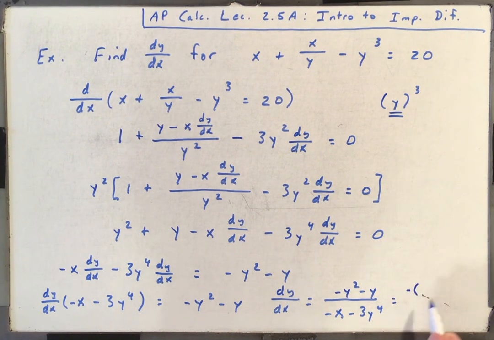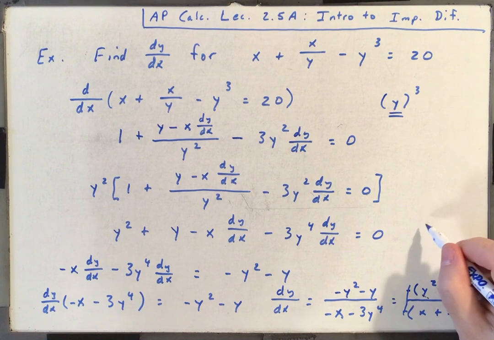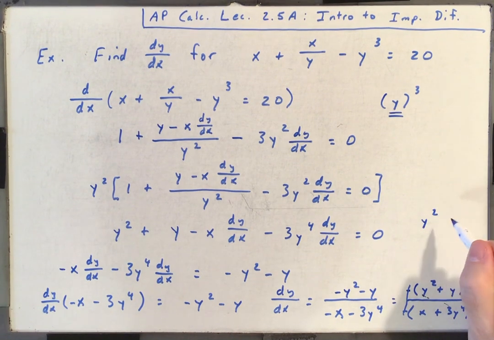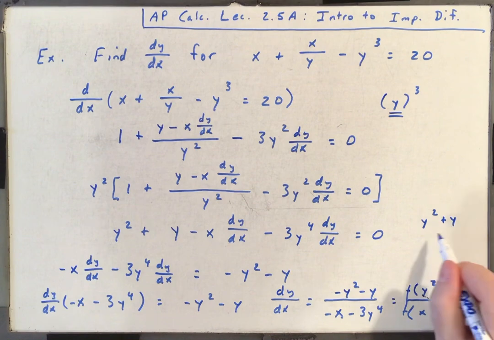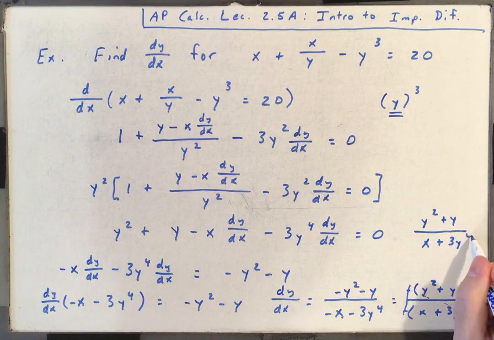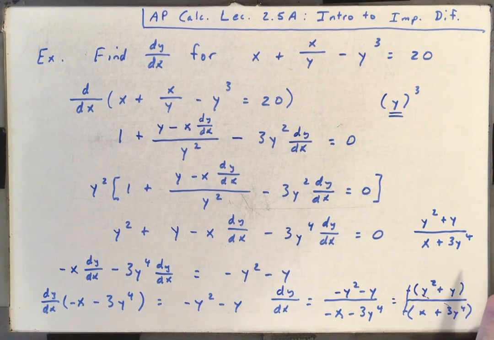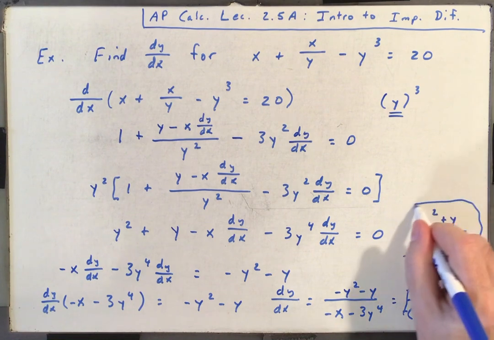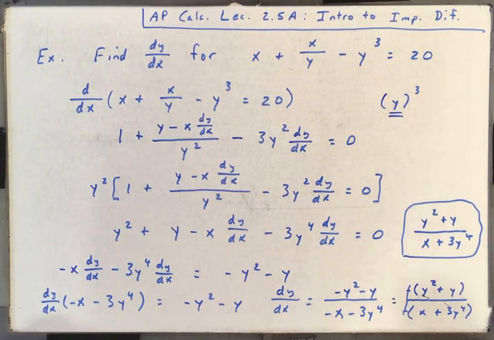They would factor a negative out of both terms. So y squared plus y, and a negative there, x plus 3y to the fourth, because they just want to get rid of all the minuses if they can, and then the negatives will cancel. So the back of the book will say y squared plus y over x plus 3y to the fourth. And I guess that does look prettier. But I'm totally fine with this as the answer as well.